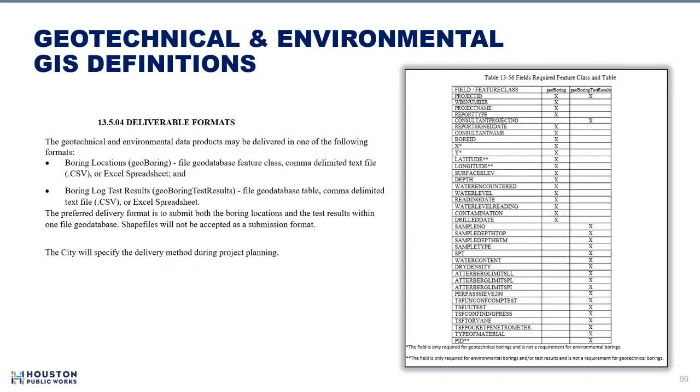Lastly, as mentioned previously within Section 5, we have provided a variety of options for deliverable formats. We mentioned the Excel or CSV is acceptable for the boring locations and test results. However, the geodatabase format is the preferred delivery format. It is important to stress and make note that shapefiles will not be accepted as a valid submission format. Lastly, the city will further define the delivery method during project planning.